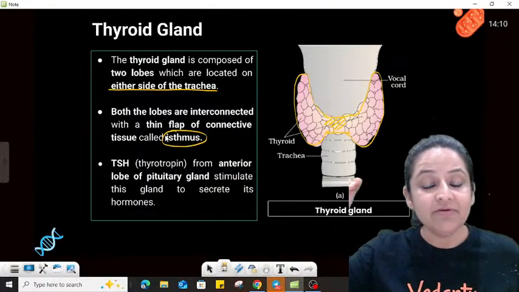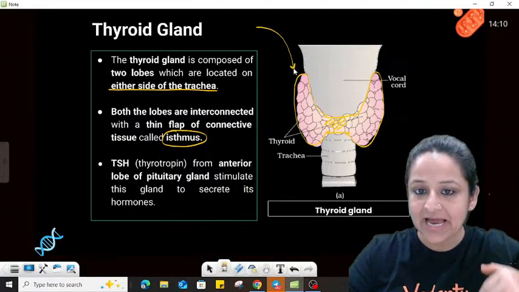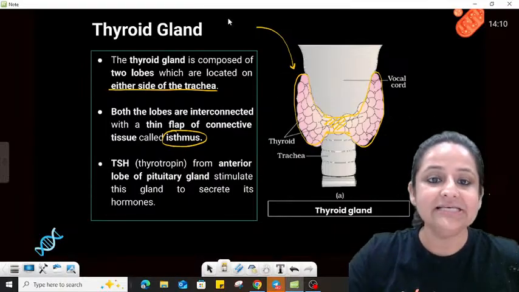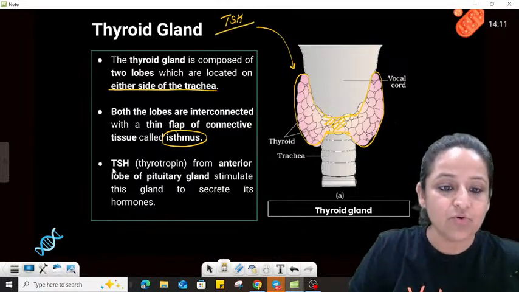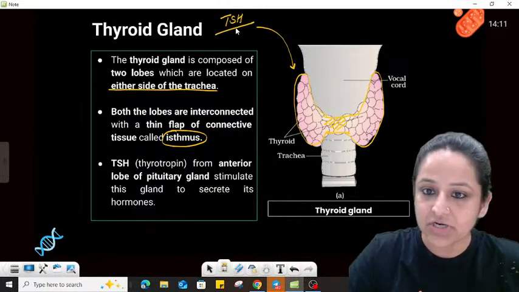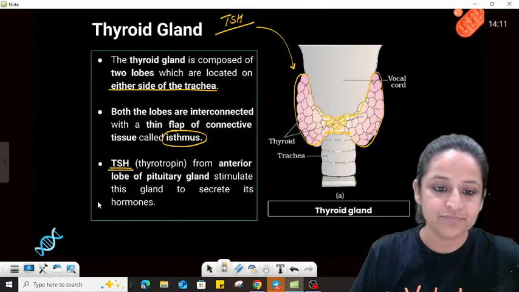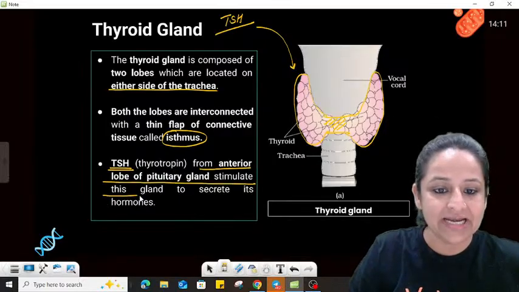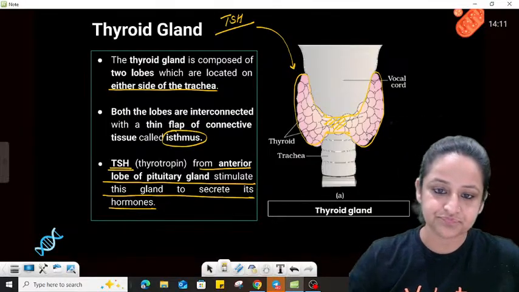Now, if you remember from the previous session, which hormone comes from the pituitary gland through the route of blood and stimulates the thyroid gland? It is the TSH, also called thyrotrophin, or thyroid stimulating hormone. It is released from the anterior pituitary, and it stimulates the thyroid gland to secrete its own hormones.